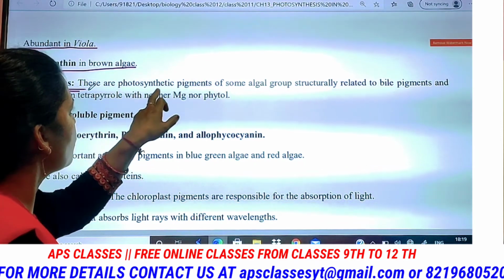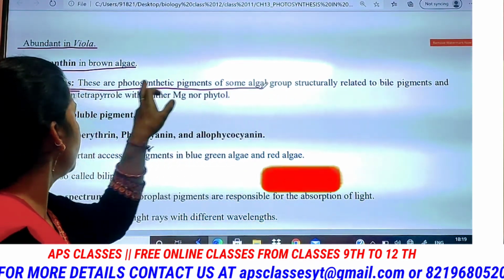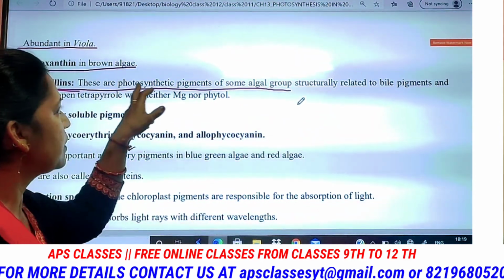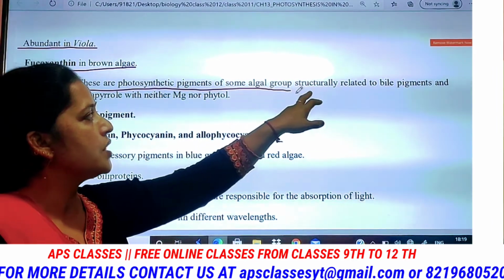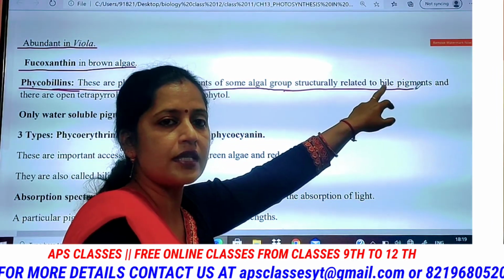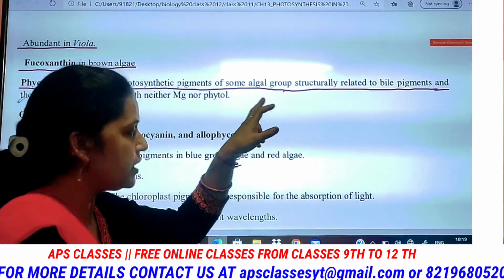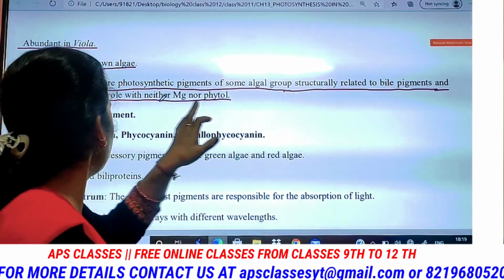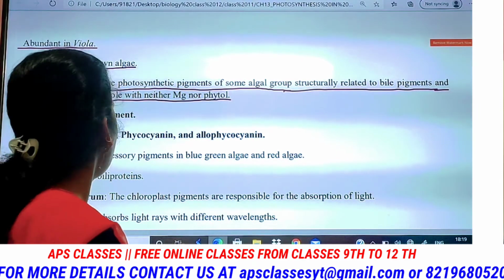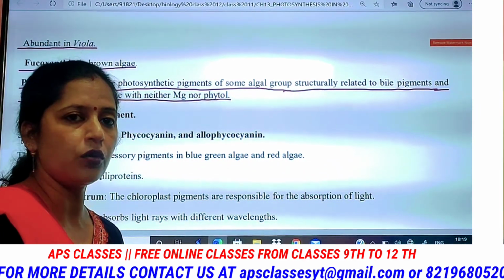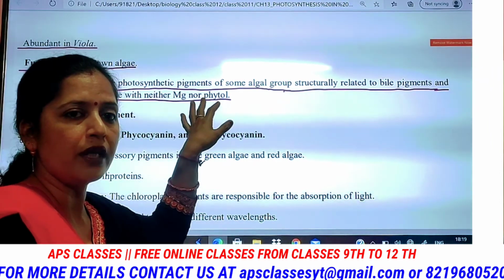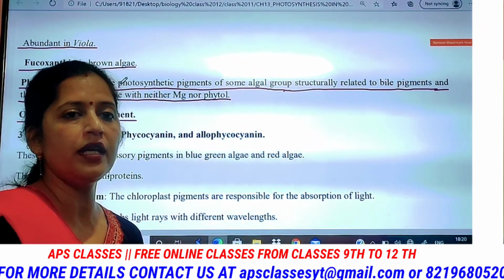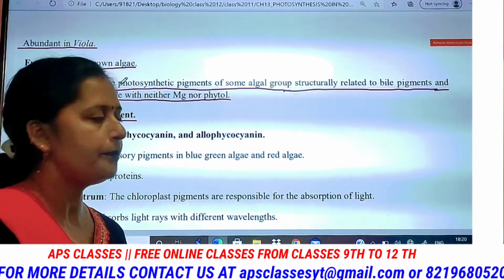Phycobilins are photosynthetic pigments of some algal groups, structurally related to the bile pigments. They are open tetrapyrroles with neither magnesium nor phytol, and they are water-soluble pigments, soluble only in water.